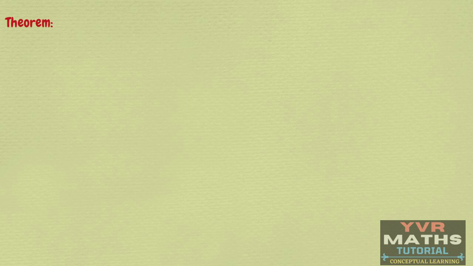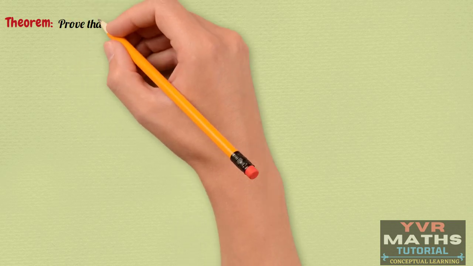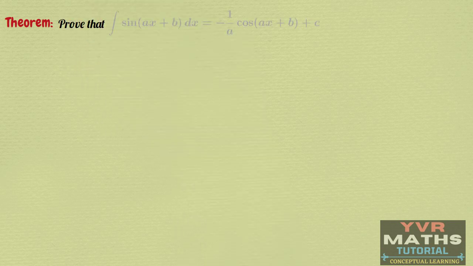Like this, I will discuss one more theorem. See the statement. Prove that integral of sin of (ax plus b) dx is equal to minus 1 by a into cos of (ax plus b) plus c. Let us discuss the proof of this theorem.